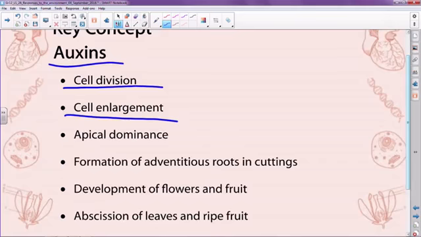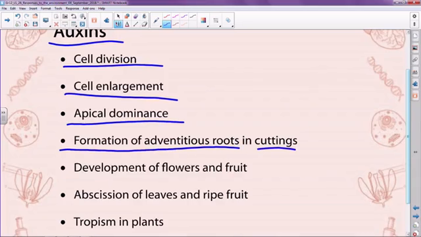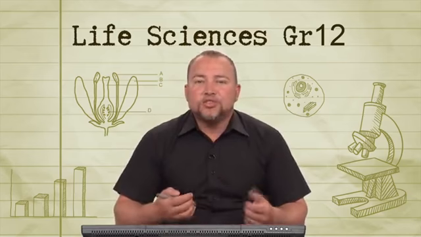Next one, we're going to have a look at apical dormancy. There are specific things that happen with apical dormancy. Next one, the formation of adventitious roots in cuttings. What does that mean? Remember, you get two types of roots. You get tap roots, which go right down to the bottom, and you get adventitious roots, or lateral roots, that go to the side. Normally when you do a cutting, like a rose tree, if you cut a rose at a certain point and you have auxin, it makes them start growing adventitious roots.